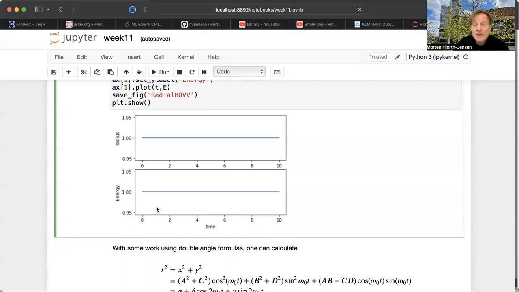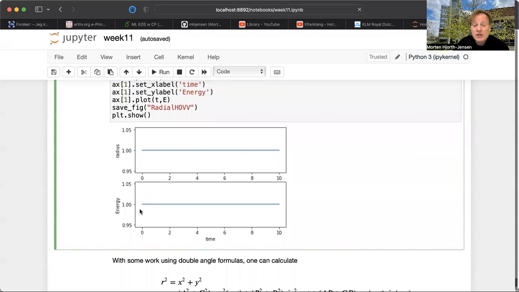Now, when we then look at the energy, we see also that the energy in this particular case is equal to 1 because we made this specific choice of constants. But what we see here is that the energy is conserved as a function of time. And that is what we actually wanted here.